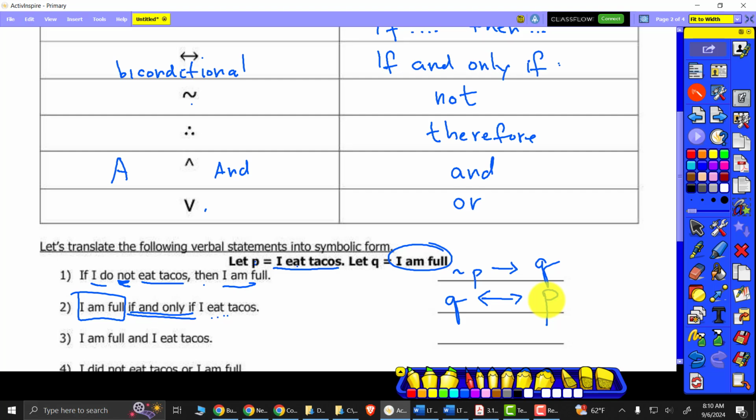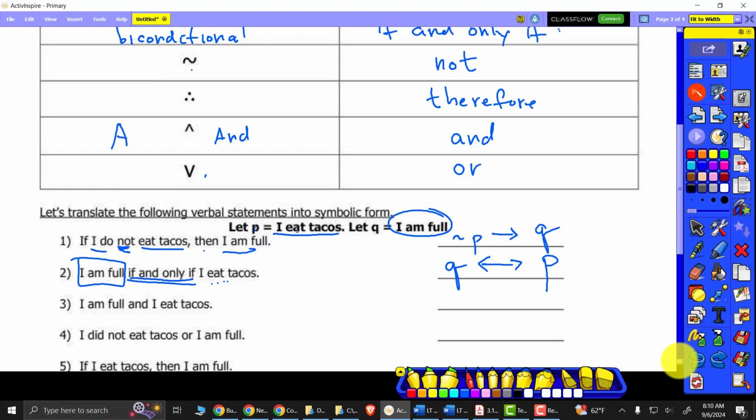All right, number 3. I am full, meaning that is just your letter Q. I am full. We are using and. And is using this symbol. I eat tacos, which is your letter P. So this is your Q and P. Number 4, I did not eat tacos. That is just the negation of your P. So we are going to use negate P, or, meaning this symbol, or I am full, which is your letter Q.